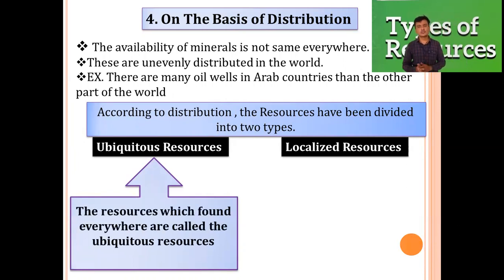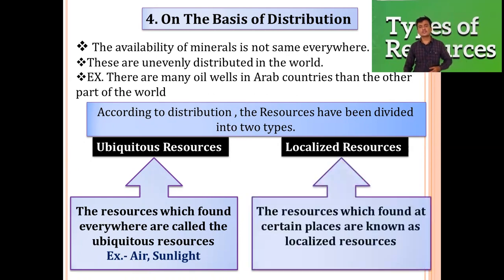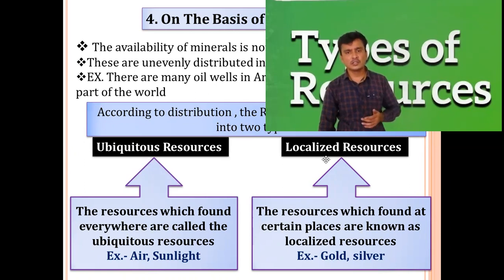Ubiquitous means the resources which are found everywhere, like air and sunlight. We find sunlight everywhere and air everywhere. And localized resources are the resources which are found at certain places, like gold and silver. We don't find gold everywhere, but we find sunlight everywhere, so it is ubiquitous. Gold and silver we find in particular, selected places. So these are the localized resources.